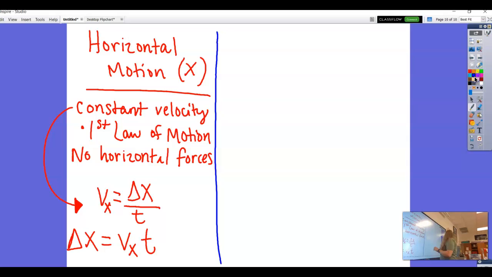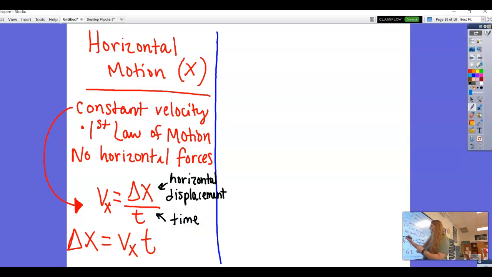And let's just go here. I'm going to write down what these stand for. So I'll use black. We know that delta x is a horizontal displacement. It's how far the object travels. Okay. T is time. And Vx is a horizontal velocity. And this is the only equation that we can use when we're talking about the horizontal motion of that projectile.